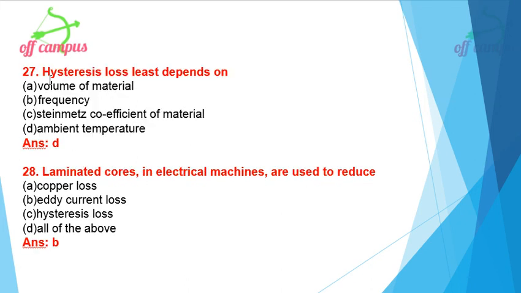Then move on to question number 27. Hysteresis loss least depends on volume of material, frequency, Steinmetz coefficient of material, ambient temperature. So, option D, ambient temperature. Hysteresis loss least depends on ambient temperature. Then question number 28, the last question in this topic. Laminated cores in electrical machines are used to reduce. Option B, eddy current loss, is the right option.